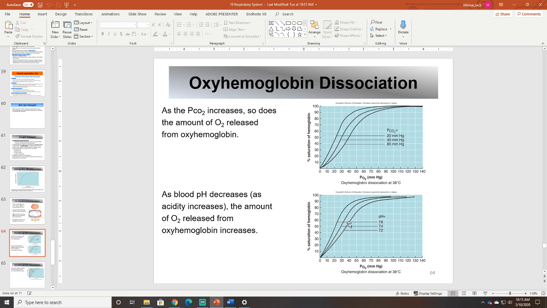And under alkaline or alkalotic conditions, that's going to be up here at about 85%. Okay. The middle curve we would say is physiological. This is the normal homeostatic set point. This is what we want to reach. The other two conditions are pathological.